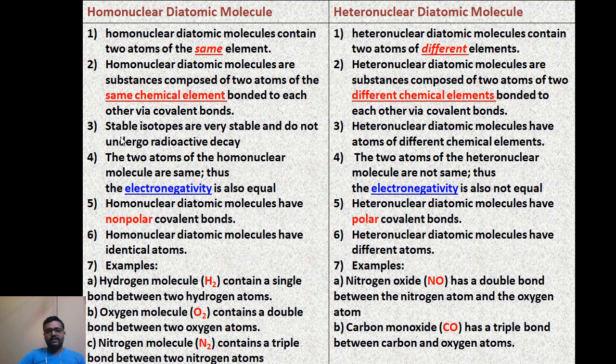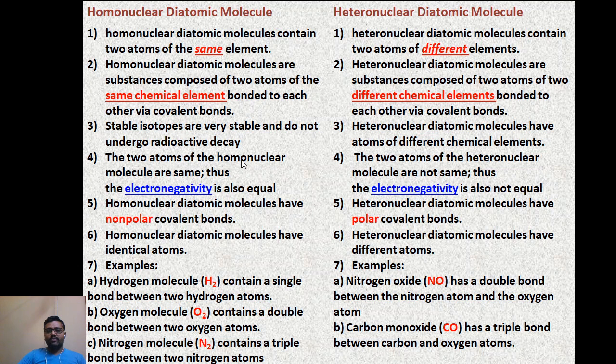Third, stable isotopes are very stable and do not undergo radioactive decay. These are present as stable isotopes. Isotopes means same atomic number but different mass numbers. Heteronuclear diatomic molecules have atoms of different chemical elements, therefore they do not create isotopes.